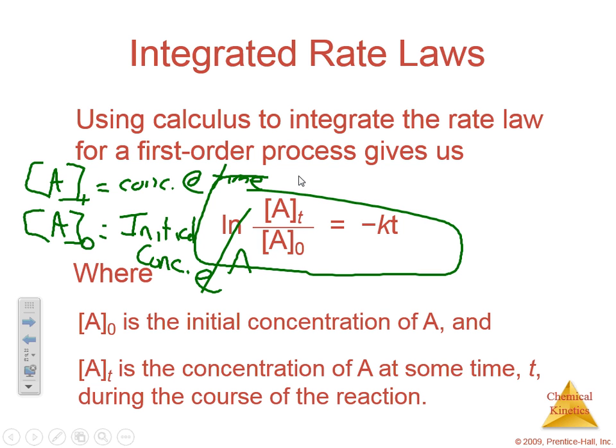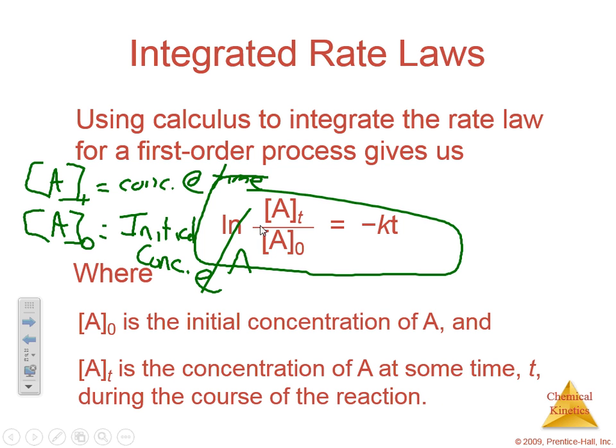So this is a first order process. I can't reiterate this enough. This is a rate law for a first order process. The natural log of At divided by A0 is equal to negative kt. A0 is the initial concentration of A, and At is the concentration of A at some time t during the course of the reaction. It could be any time during the course of the reaction that we measure the concentration, just not at 0. So A0 is the initial concentration, At is the concentration at a given time.